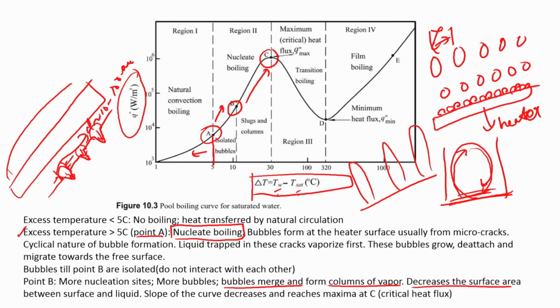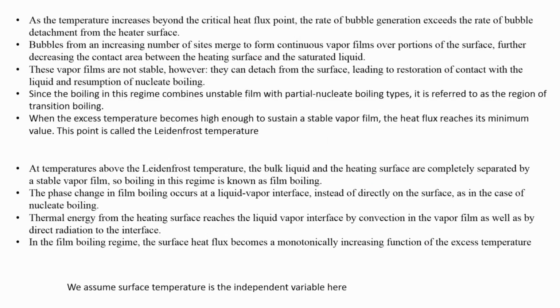So, you start to form these slugs and columns, you get to the point C where the heat flux is maximum, but the slope of the curve starts to decrease at that particular point. As the temperature increases beyond the critical flux, the rate of bubble generation exceeds the rate of bubble detachment from the surface. That means if this is a surface, before these bubbles actually detach from the surface, more and more bubbles start to form from the same place. So, the generation rate exceeds the detachment rate.